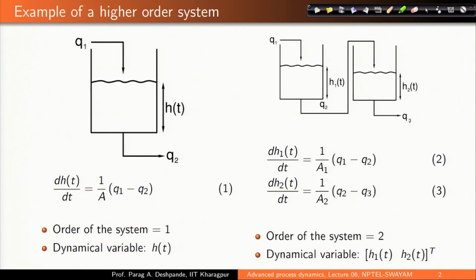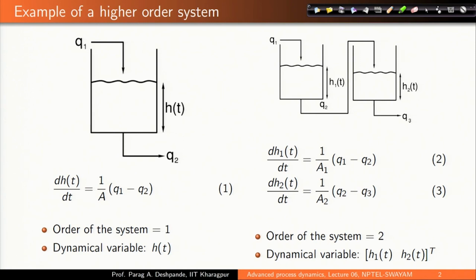On the left hand side you see the example of water level in a tank, which we considered in the previous week, where there was one dynamical equation given by dH by dt is equal to 1 over a times q 1 minus q 2, where q 1 is the input flow rate, q 2 is the output flow rate, a is the area of cross section of the tank. The order of the system is 1 because we have one dynamical equation, and the equation is a first order ODE, and the dynamical variable in this case was h of t.